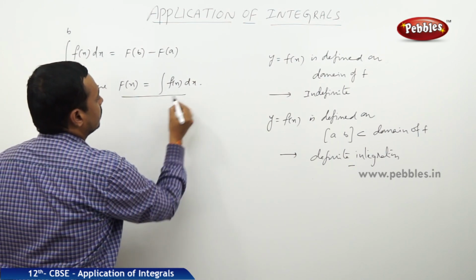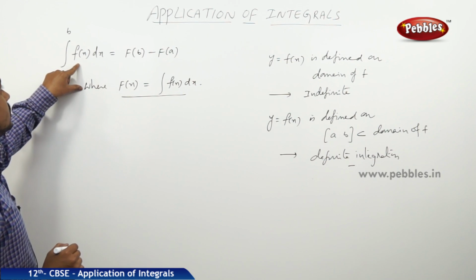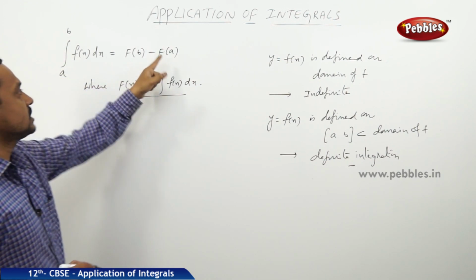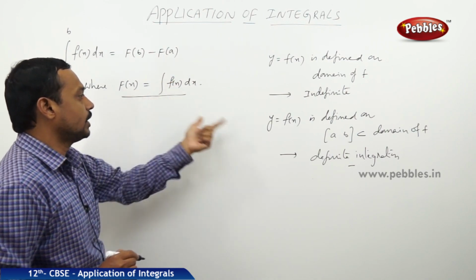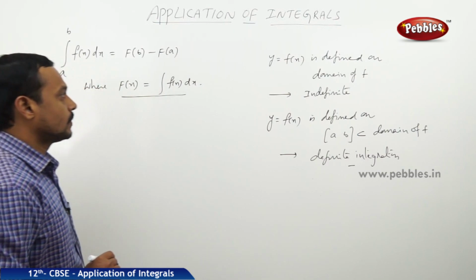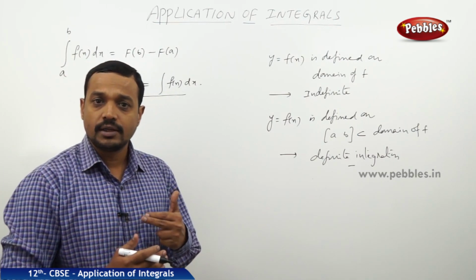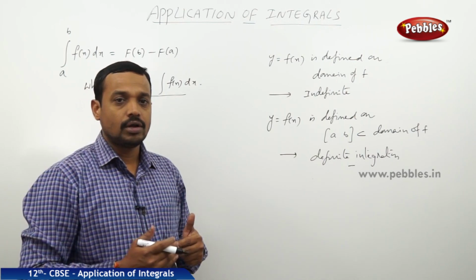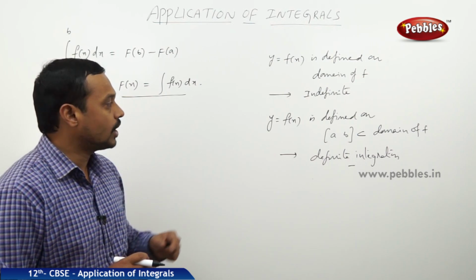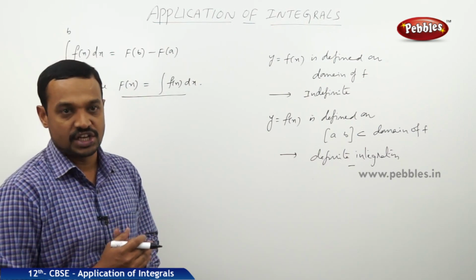Now, find the indefinite integration of the function and substitute the upper limit and lower limit, and the difference of the upper limit value and lower limit value gives the definite integration of the function. And already you studied the methods also, how to find the integration in different methods. That is already over. Now, we are going to learn about applications of these integrations.